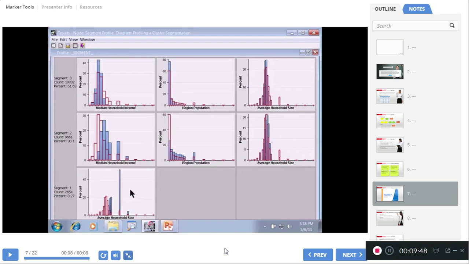This scales well to a very large number of variables. It also scales well to cases where you're profiling your segments based on variables that were actually not used in the cluster analysis, which is another way of validating your segments, of whether they have some kind of face validity.